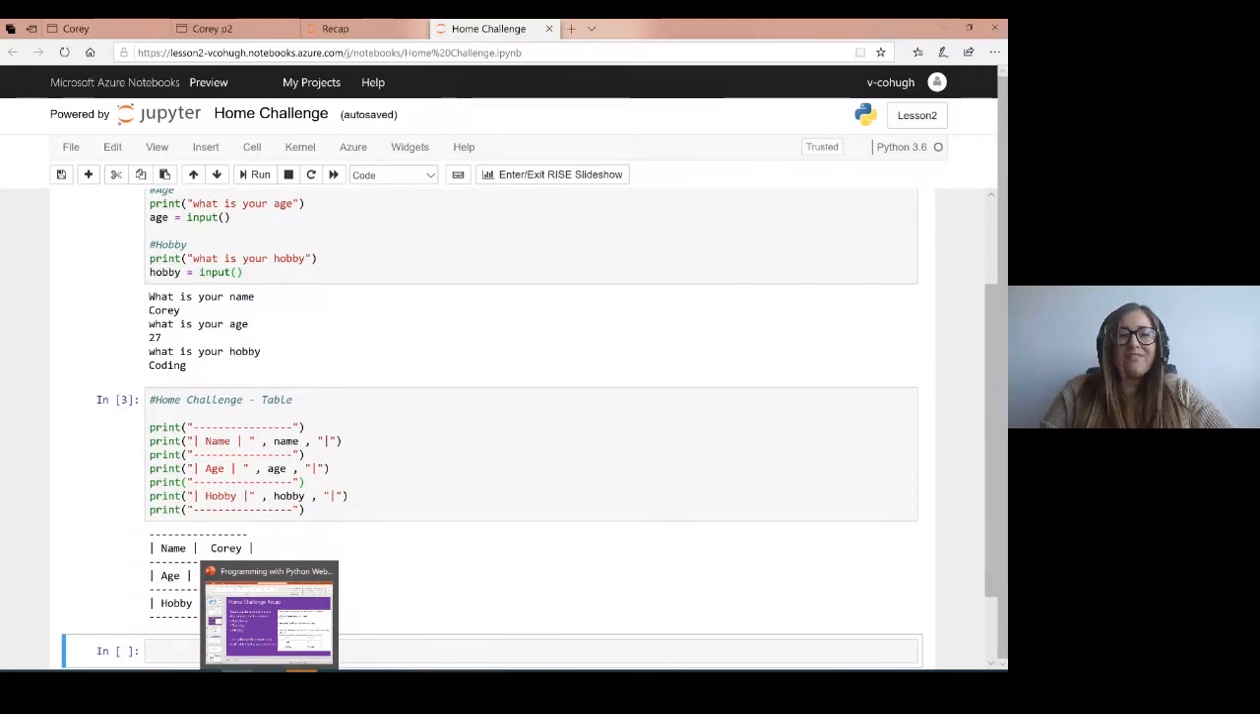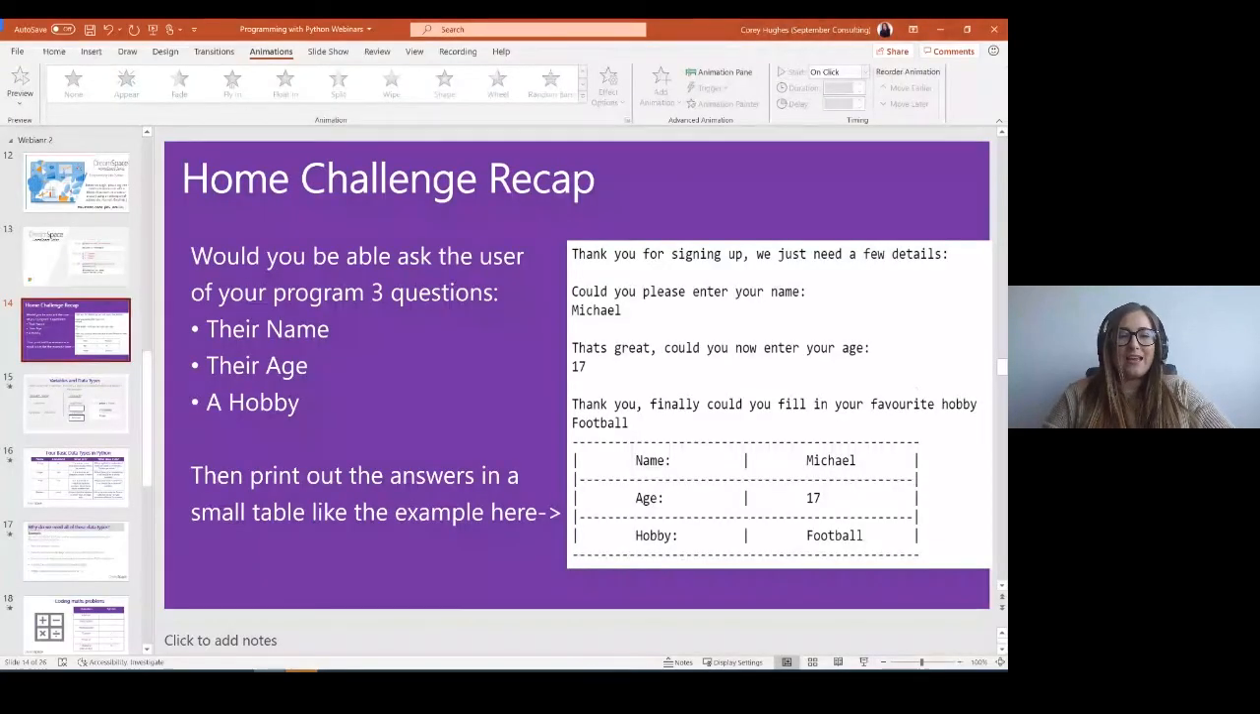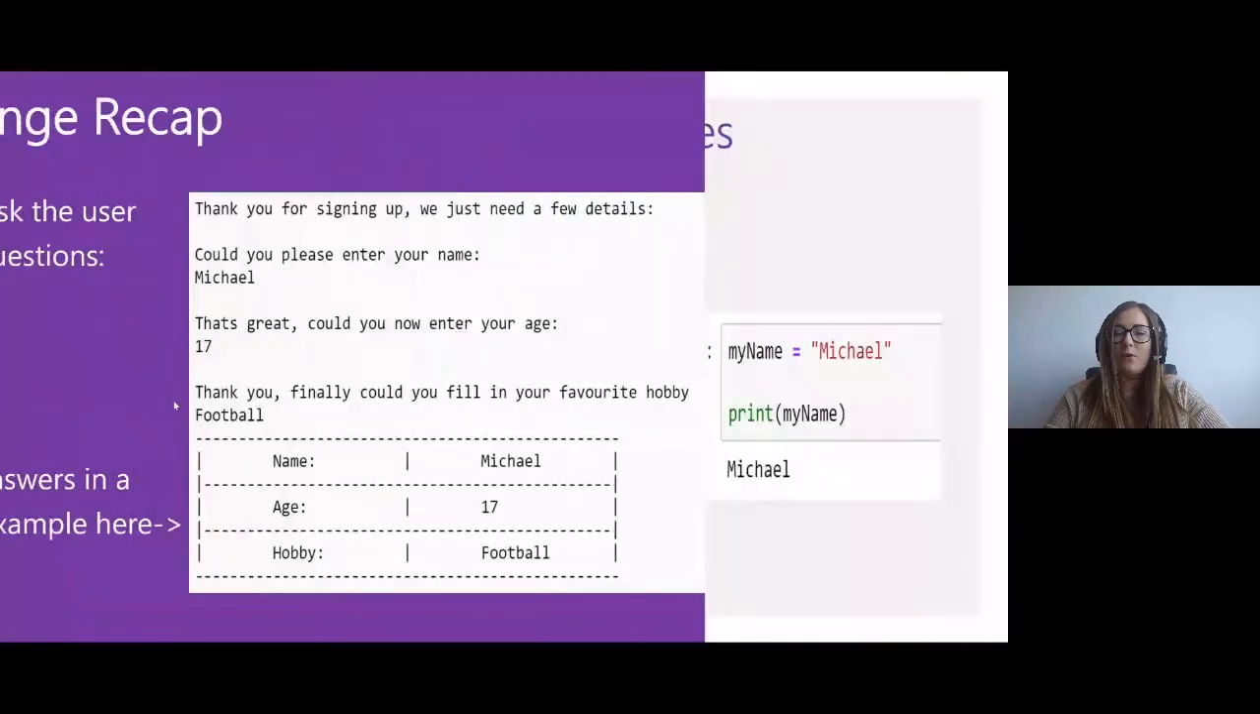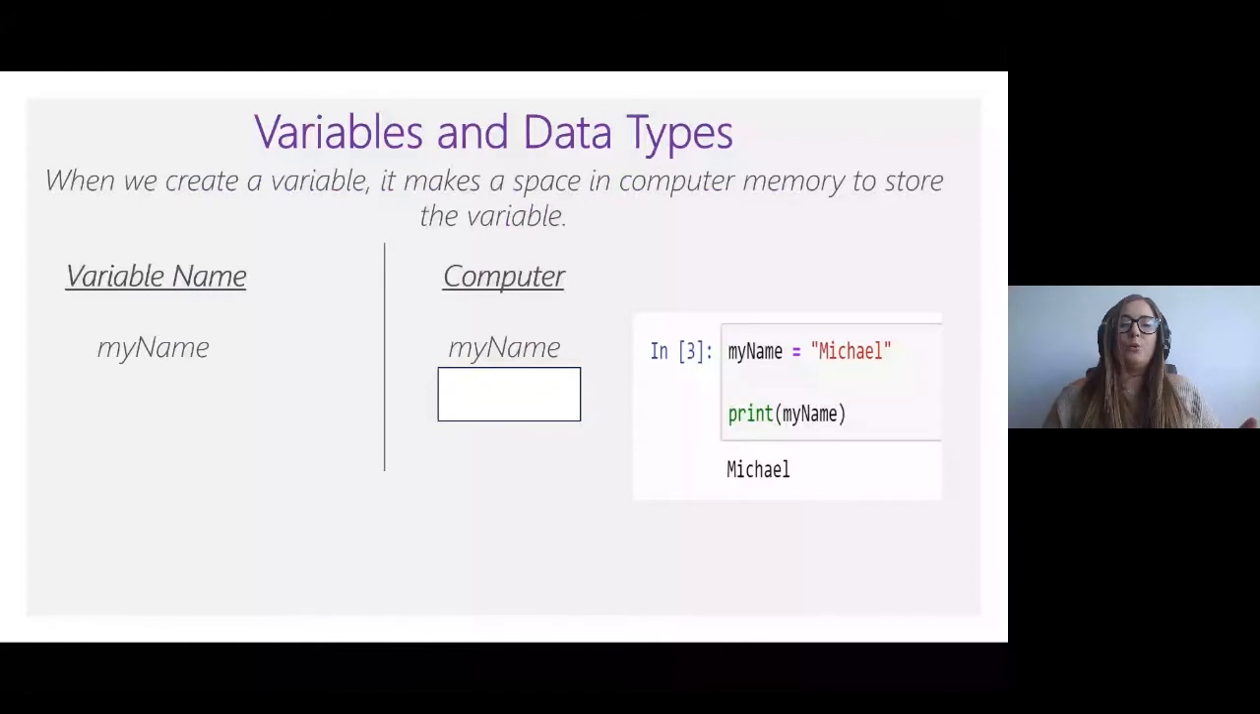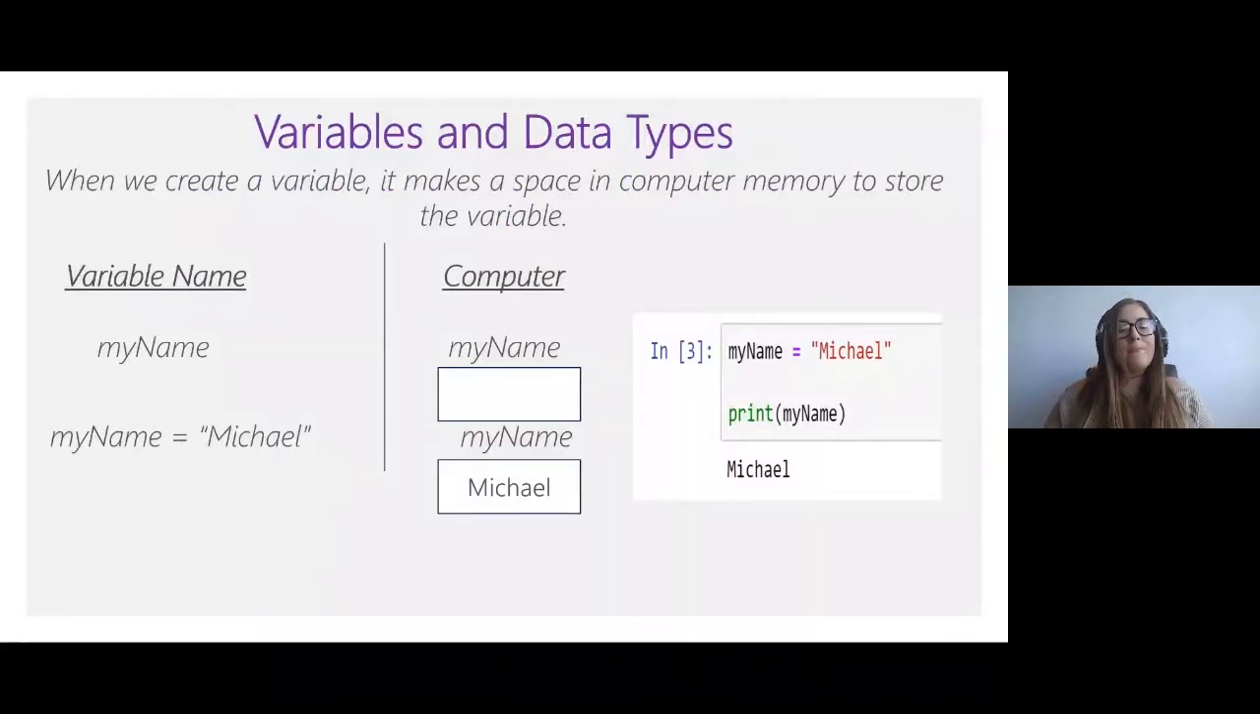So let's pop back into our PowerPoint, and we learned about variables last week, okay? But this week we're actually learning about variables and data types. So for example, we might have a variable called my name, and in my name, I'm going to store Michael. Okay, but you might notice here that Michael is in our inverted commas, and that's known as a string, okay?